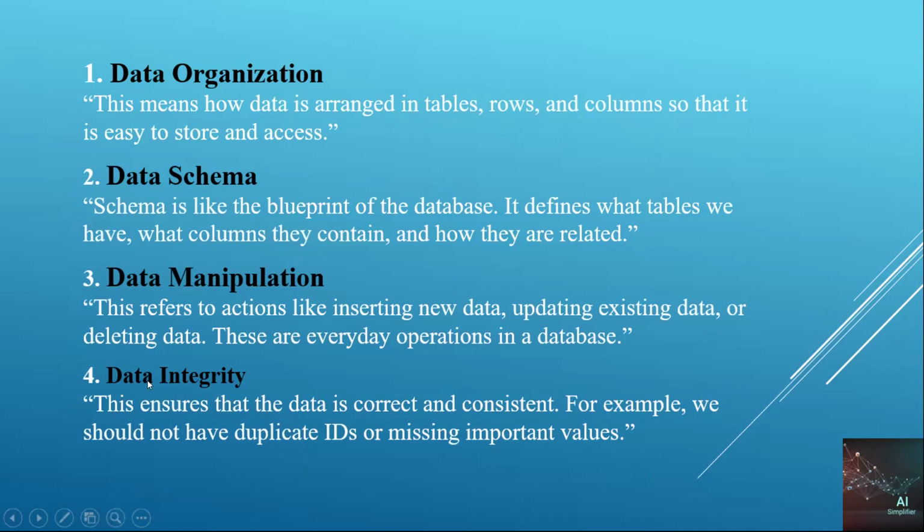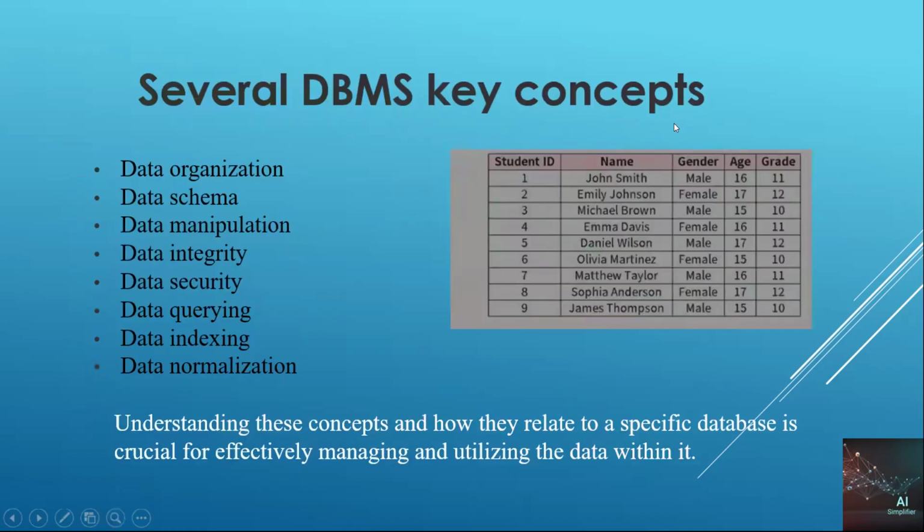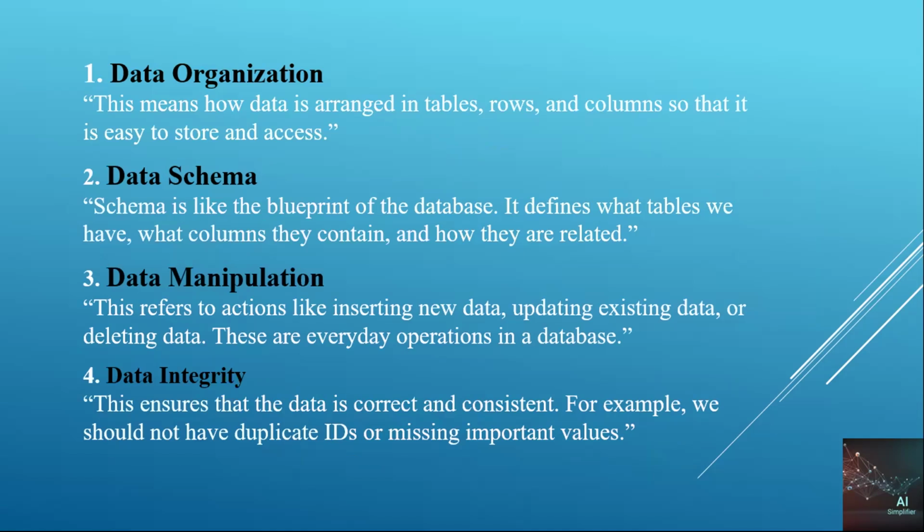Now next is data integrity. Data integrity means whatever data you are inserting inside your database should be correct and consistent. For example, suppose this is my table, and inside this database, the student ID should be unique: 1, 2, 3, 4. This cannot be duplicate, cannot be the same for two or three students. Name can be the same. We can have two students with the same name, but the student ID should be unique. So that is the condition. Whatever data you are inserting should be correct and consistent.